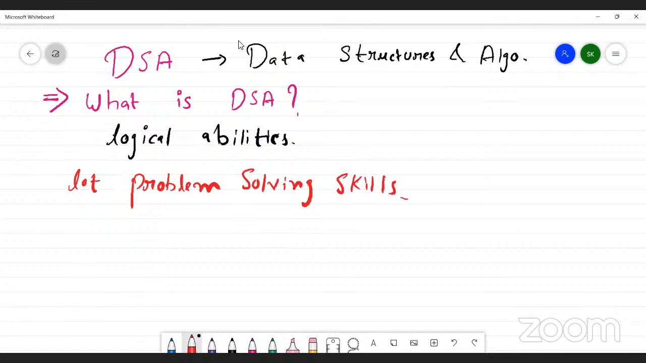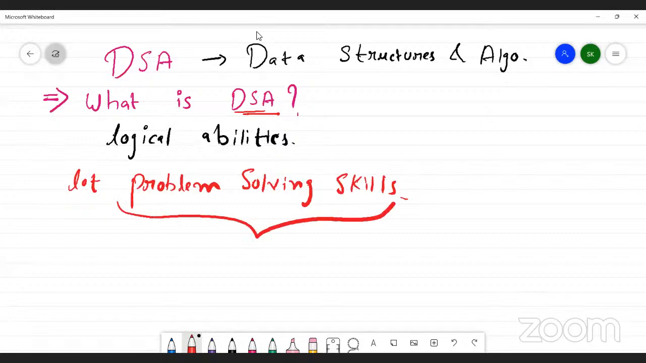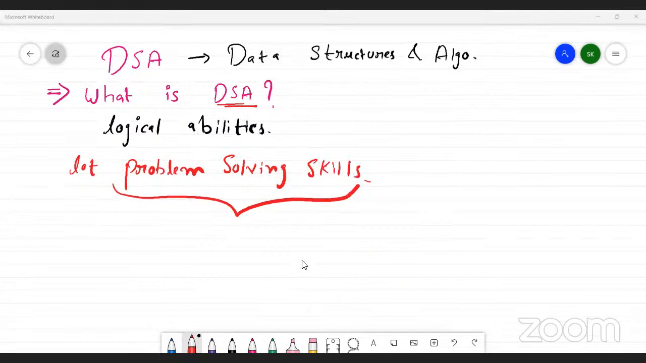So, basically, DSA is something which I can call logical abilities. If someone asks you some questions regarding DSA, it tells a lot about your problem solving skills. It's a very good chance for you to make an impression in front of your interviewer or any good company you're trying for. Is it clear to all? Yeah, guys, please start messaging. Okay.